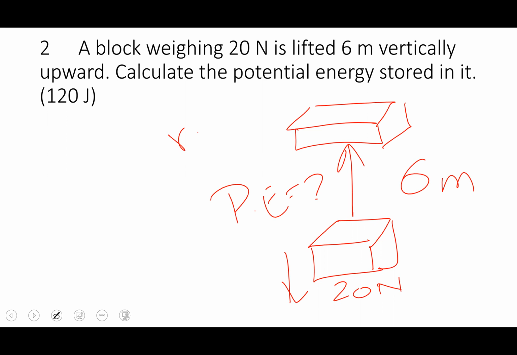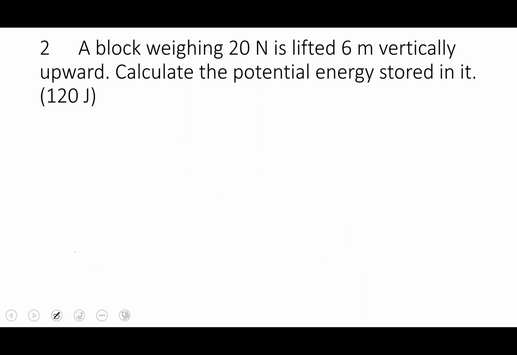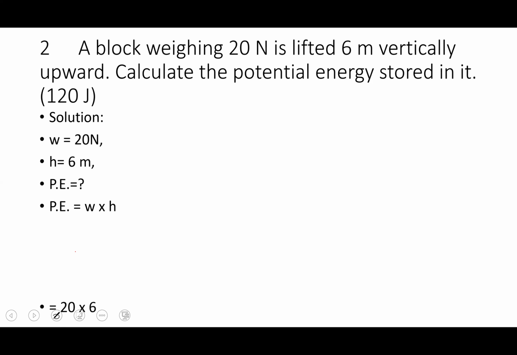So we have the formula for potential energy, mgh, and we'll use that formula. Let's see. The solution is weight is equal to 20 Newton, height is equal to 6 meters, potential energy we have to find out. Formula is potential energy equal to weight into height, so we have 20 into 6, so it is 120 joule potential energy.